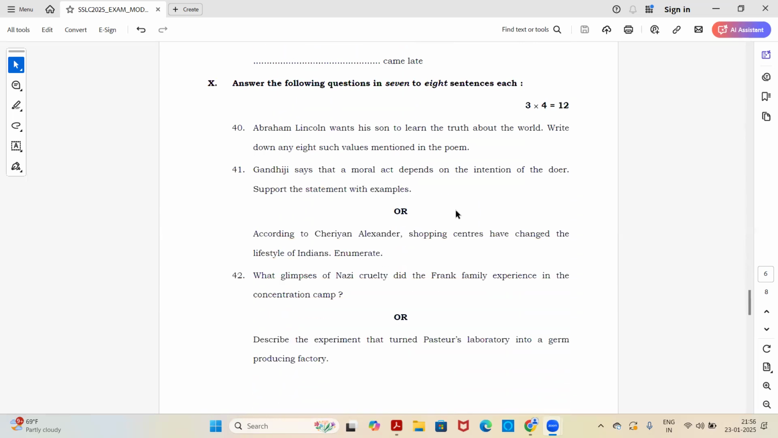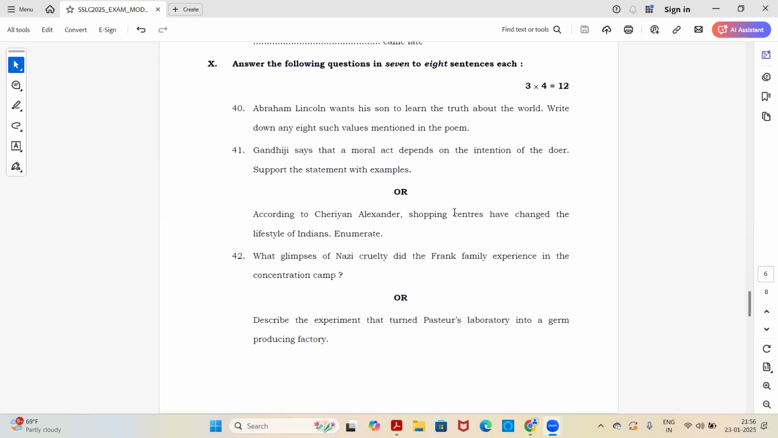7 to 8 sentences each. You have to answer in 7 to 8 sentences. It's a 4-mark question. Okay, you have 3 questions here. But you can see, yes, there are lots of choices here. But question number 40 is a compulsory question. Let's read it. Abraham Lincoln wants his son to learn the truth about the world. Write down any 8 such values mentioned in the poem. You have to mention 8 values mentioned in the poem Abraham Lincoln. Then you will earn the marks. So this is a compulsory question. There's no option.